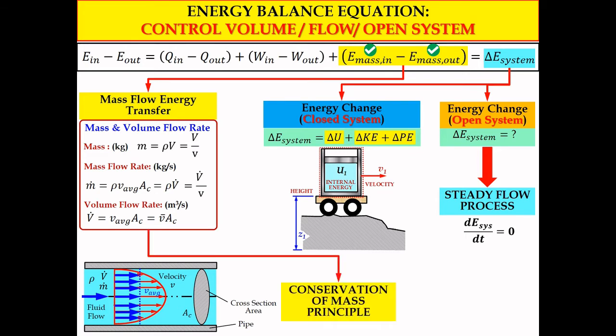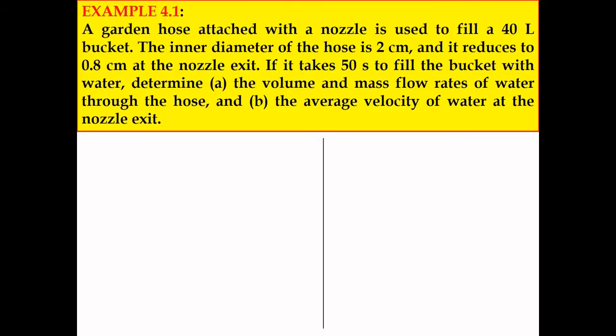Okay, further, before we discuss the conservation of energy for the open system, we will need to know a new principle that we call the conservation of mass principle. Later on we will discuss this principle. Example 4.1 involves the equations for volume flow rate, mass flow rate, and so on.